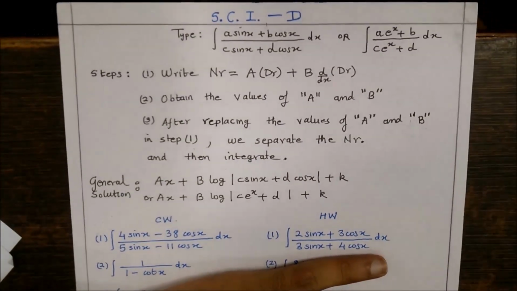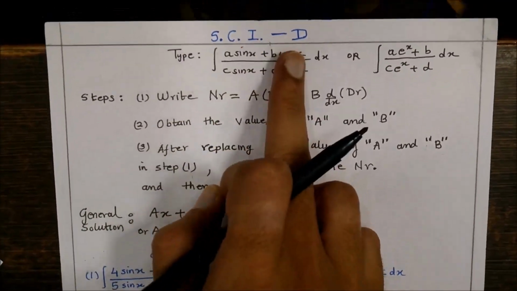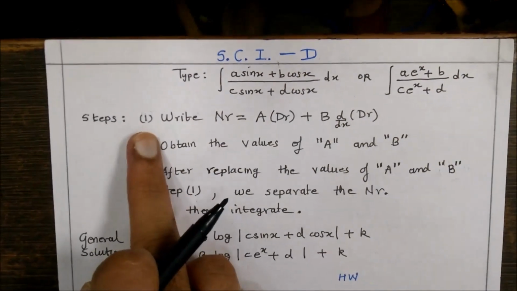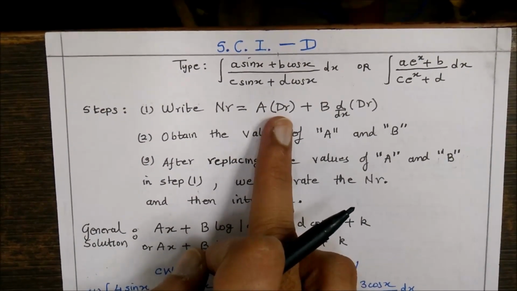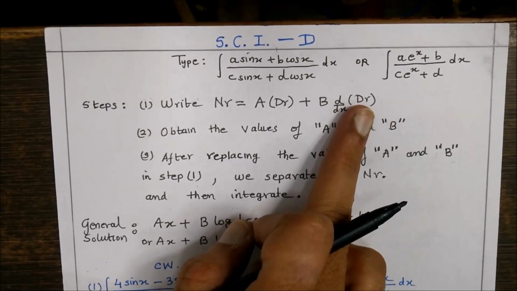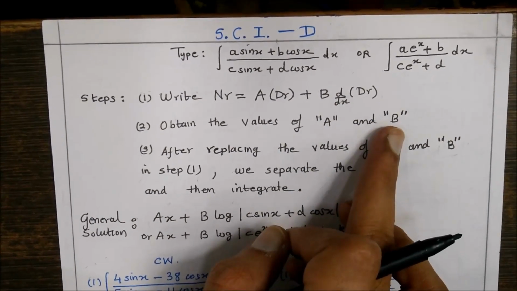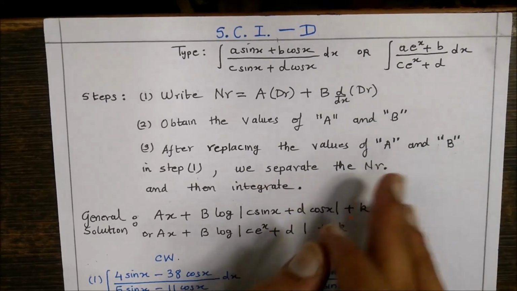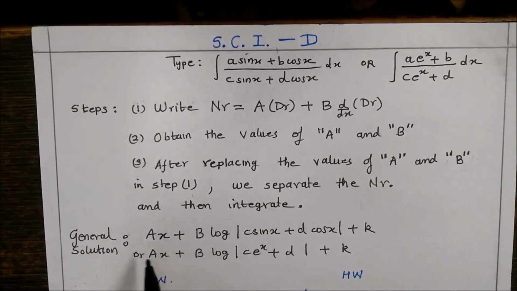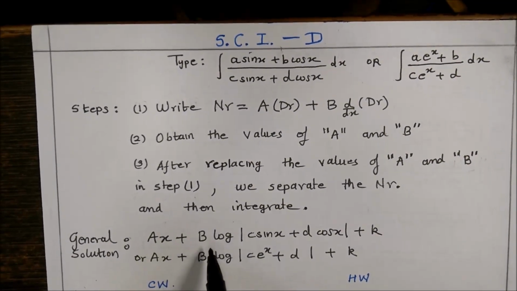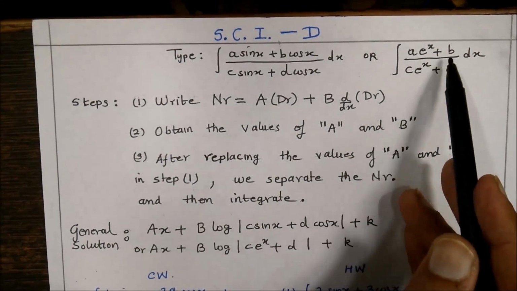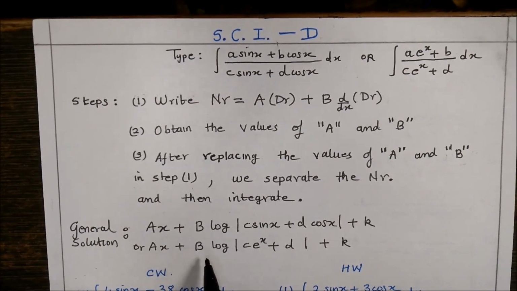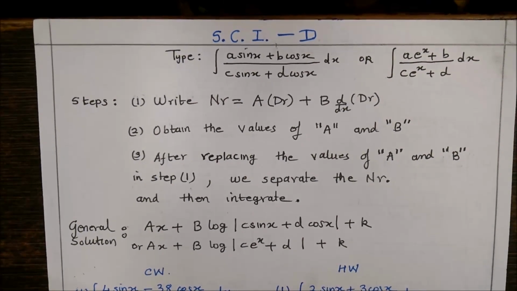Whenever we have a sum of the category sine cosine d, we always write numerator equals a times the denominator plus b times derivative of denominator. We obtain values of a and b, we separate them, and once we integrate, the answer will always look like ax plus b log mod the denominator plus c, or for a e raised to x plus b, it will become ax plus b log mod the denominator plus k.